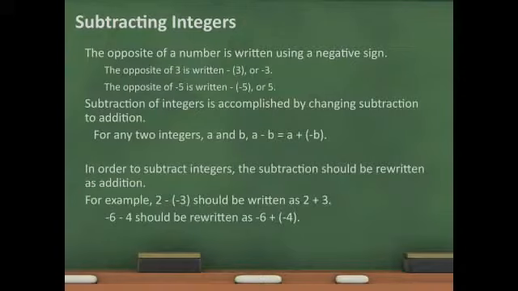The opposite of a number is written using a negative sign. The opposite of 3 is written the opposite of 3 or negative 3. The opposite of negative 5 is written the opposite of negative 5 or 5.